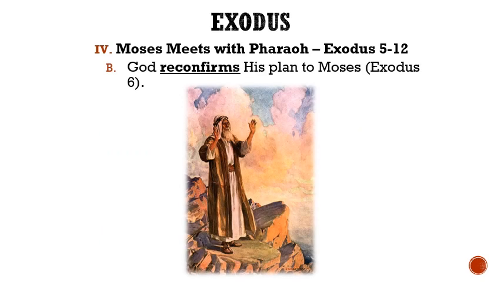Because of this, letter B, God reconfirms his plan to Moses. In response to the people's complaining to Moses about the hard work and the beatings they were receiving from the Egyptians, Moses prayed to the Lord, and he confirmed again to Moses that he will deliver them from the Pharaoh.